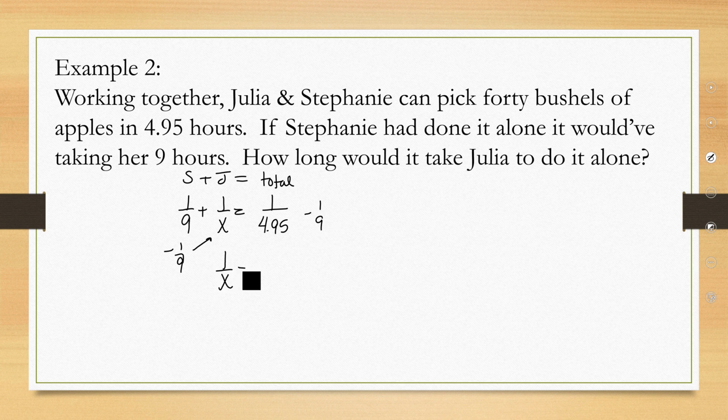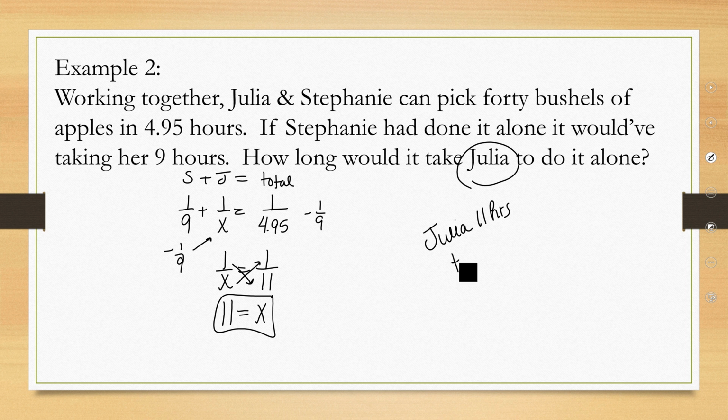And if you do that, again, use your calculator, guys, 1 over 4.95 minus 1 over 9, that will simplify to give you 1 over 11. And now we can just cross multiply again. The means equal the extremes, so 11 multiplied by 1 equals x multiplied by 1, so x equals 11. That means, who are we solving for? Julia. It takes Julia 11 hours to pick the apples.